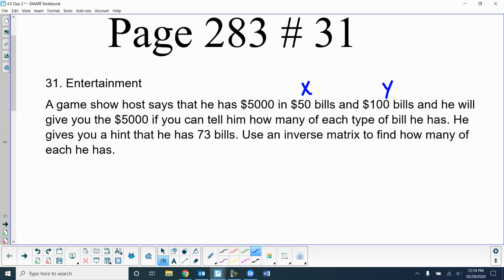Okay? Or you use F and H if you want. All right? So what's a $50 bill worth? $50. If I had 10 of them, how would I figure out how much money I had? You'd multiply them, right? So X represents the number of $50 bills, and Y represents the number. You understand that, right? So 50 times the number of $50 bills plus 100 times the number of $100 bills gives us the amount of money we have, which was what? 5,000.